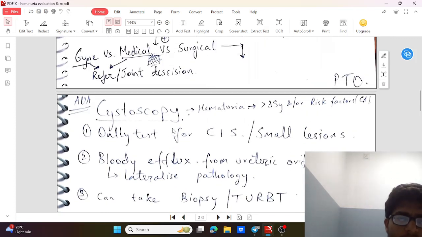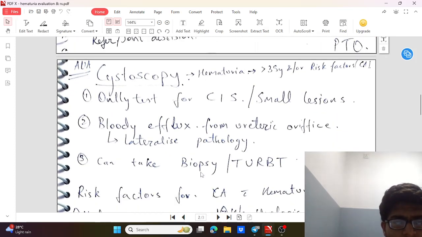So cystoscopy is the only test for carcinoma in situ and small lesions of the bladder. So it has to be done. And bloody efflux from the ureteric orifice will help us lateralize the pathology to the side of the ureter and kidney. And we can also take a biopsy and go for TURBT for small bladder tumor lesions.